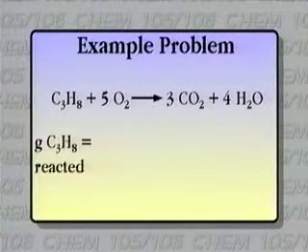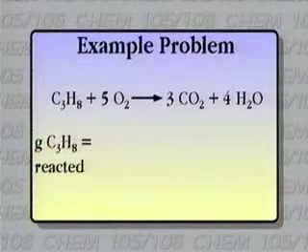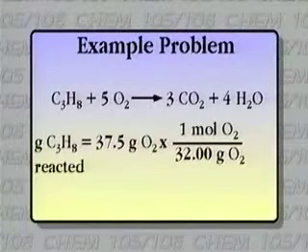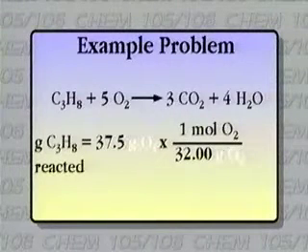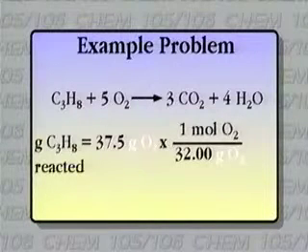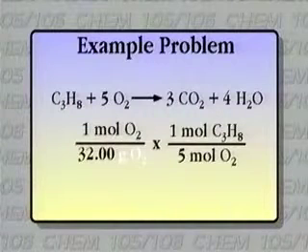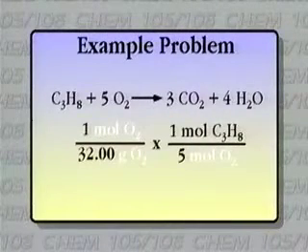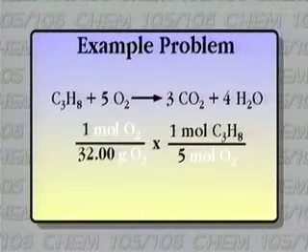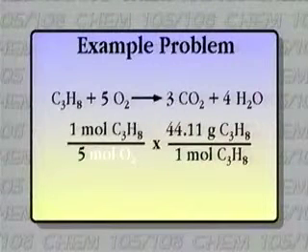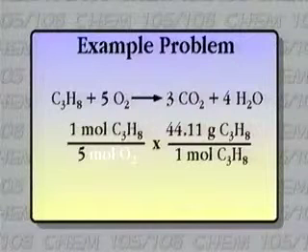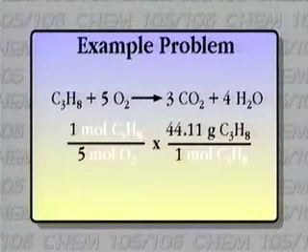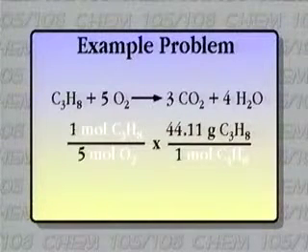We know that all of the oxygen reacted. So that is our part that we're going to use as the starting amount, 37.5 grams of oxygen multiplied by 1 mole of oxygen per 32.00 grams of oxygen. And using our stoichiometric ratio, multiplied by 1 mole of propane per 5 moles of oxygen from our equation, and then multiplied by the mass, and let's see, I think we calculated that a moment ago, 44.11 grams of C3H8 per 1 mole of C3H8. That would cancel out. And we can now calculate the number of grams of propane that reacted.